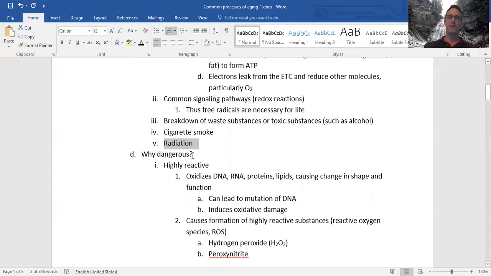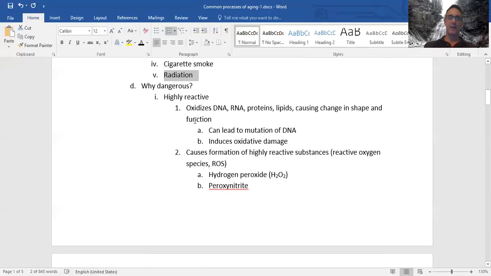Well, what is it that makes these so dangerous? The fact that when we're oxidizing these other molecules, we change their shape, we change their function. It can cause mutations of DNA. It induces something called oxidative damage, and I'm going to bold that here because that's a term we use in some other places. This oxidative damage can accumulate over a long period of time.